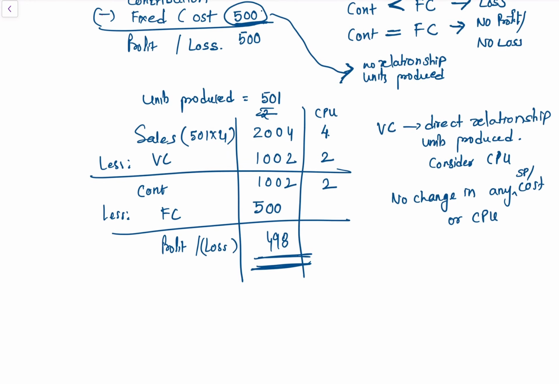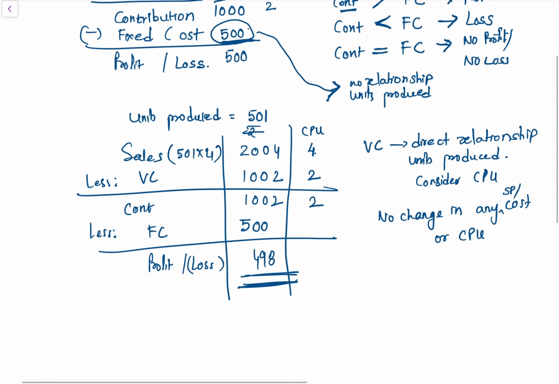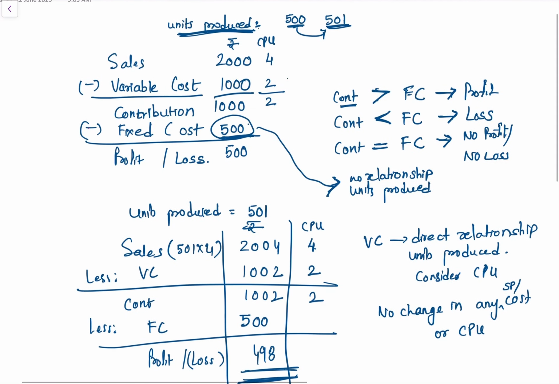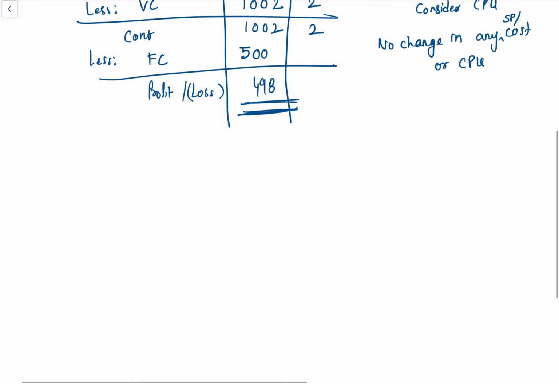So marginal costing speaks about this. What we have to discuss further is contribution. When it is more than fixed cost, it means it's a profit. Contribution less than fixed cost means loss. Contribution equal to fixed cost means no profit, no loss. Now this is to be considered: when contribution is equal to fixed cost, it is a position where there is no profit, no loss.